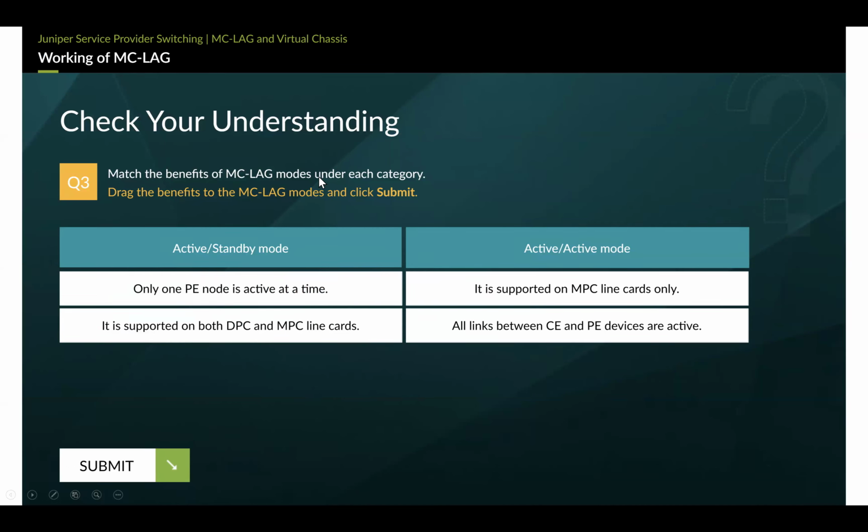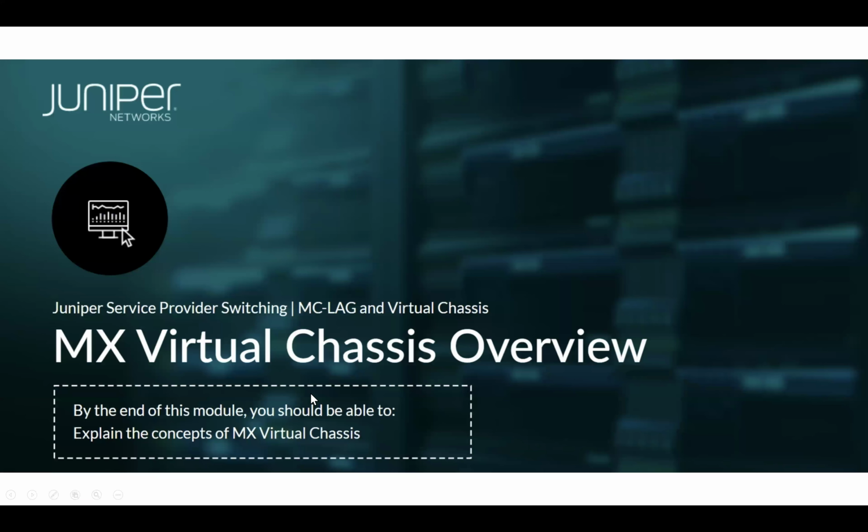Okay, so match the benefits of the same select modes under this category. We discussed MC-LAG has two types: active-standby mode and another is active mode. In active-standby mode, only one PE node is active at a time. That is true, and it is supported on both DPC and MPC line cards. But active mode is supported on MPC line cards only. All links between CE and PE devices are active. This is the difference between active-standby and active mode.